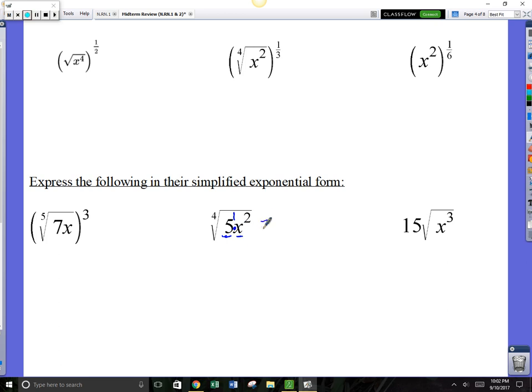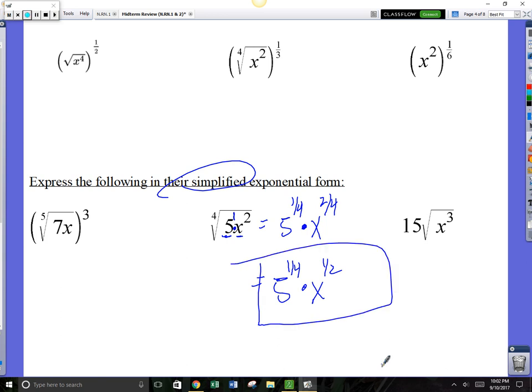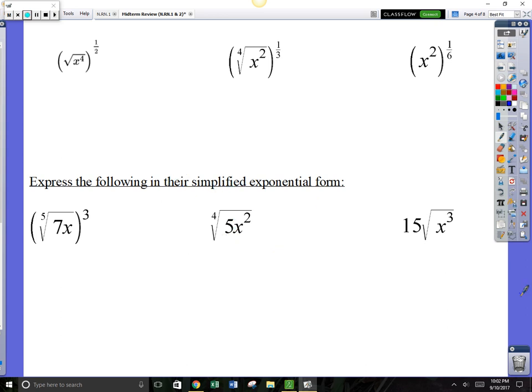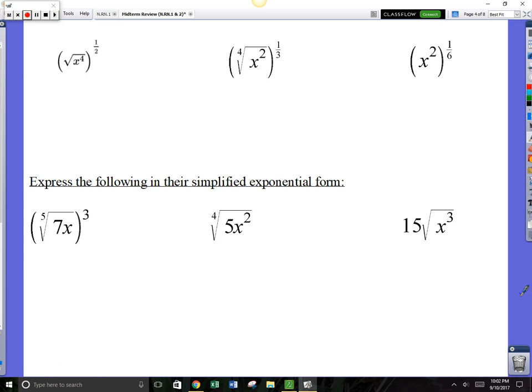So here we go. I'm going to do the 5, and that's going to be 5 to the 1/4 times, everything's times, if I do the x, it's going to be x to the 2/4. And my next move, we've got to simplify. I'm going to simplify this 2/4. So 5 to the 1/4 times x to the 1/2, and that is it. Okay, last one. Your last one's even a little more different. Your index, if there's not one, it's understood to be square root, so it's 2.